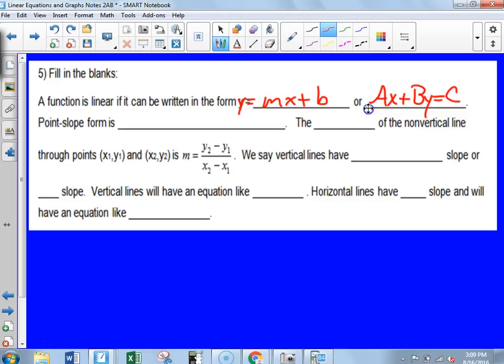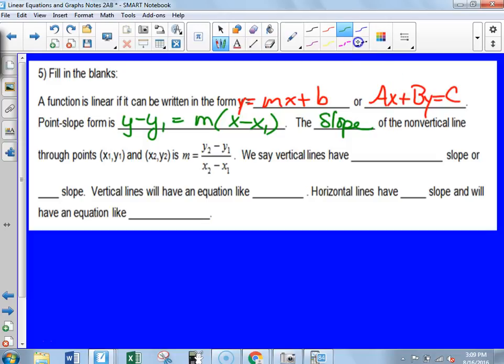Then it's linear. Point slope form, anybody quote me that one from the other side? That would be y minus y1 equals m times x minus x1. And you remember where that came from? It's really just from the slope, right? The slope of the non-vertical line through 2 points is m equals, so this is just the word slope.